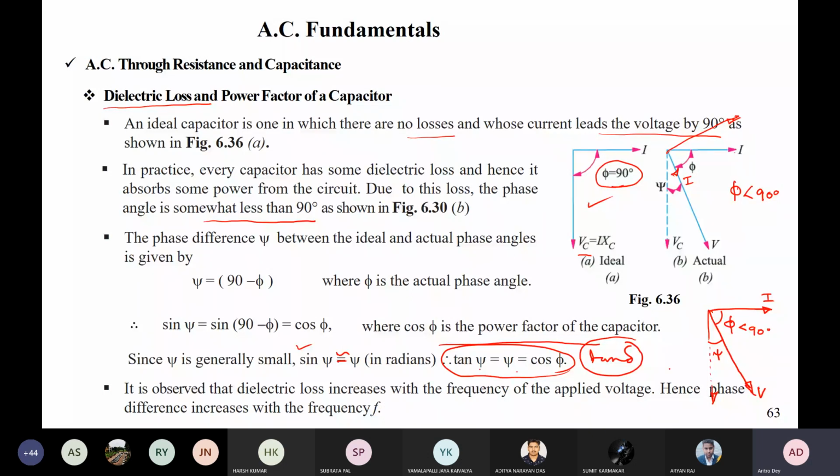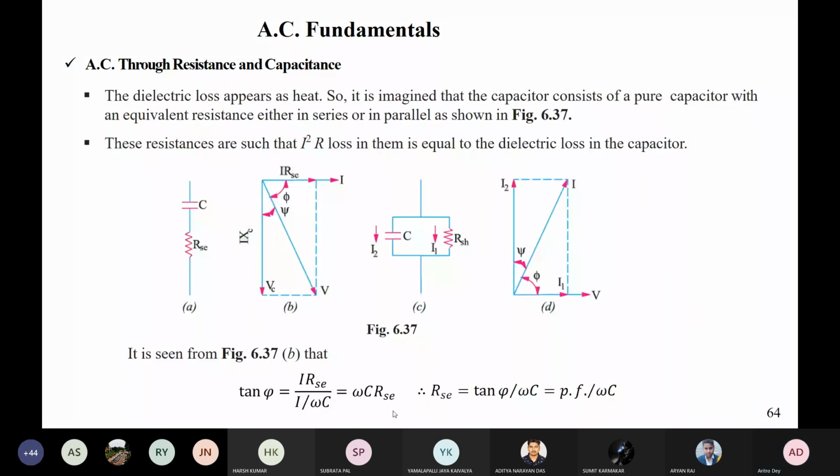So when we use the capacitor for a high voltage purpose, it is very useful to carry out this tan delta test, so that we can find out the possible dielectric loss, what is the loss across this capacitor. That is why it is an important parameter for the capacitor. It is observed that the dielectric loss increases with frequency of the applied voltage, and hence the phase difference increases with frequency f. So let us check later what the relation of the dielectric loss with the frequency is.